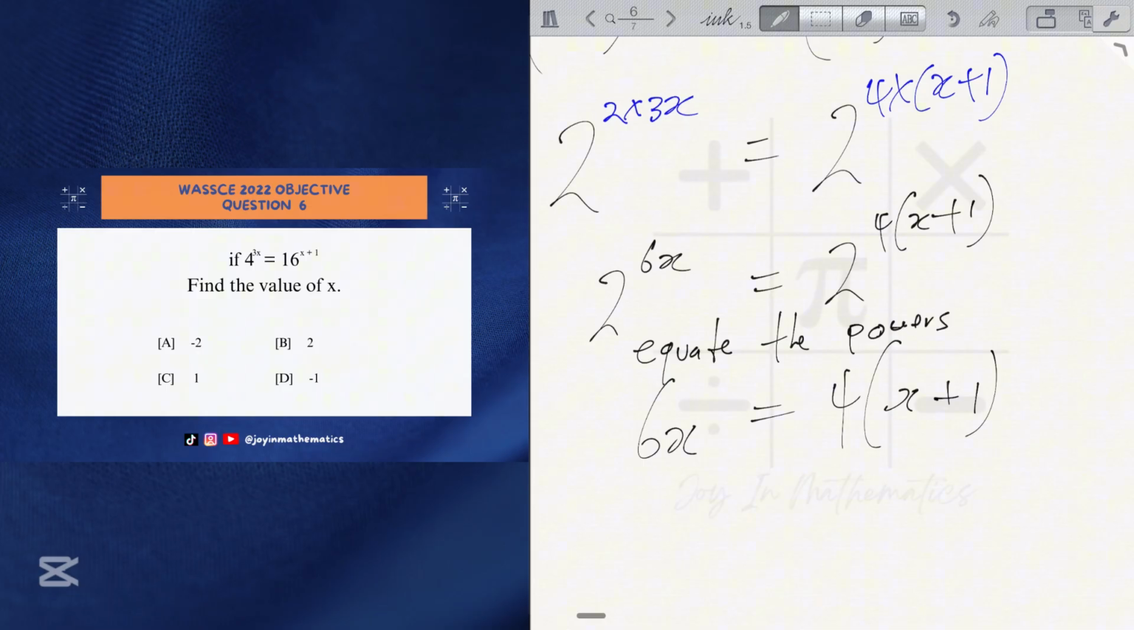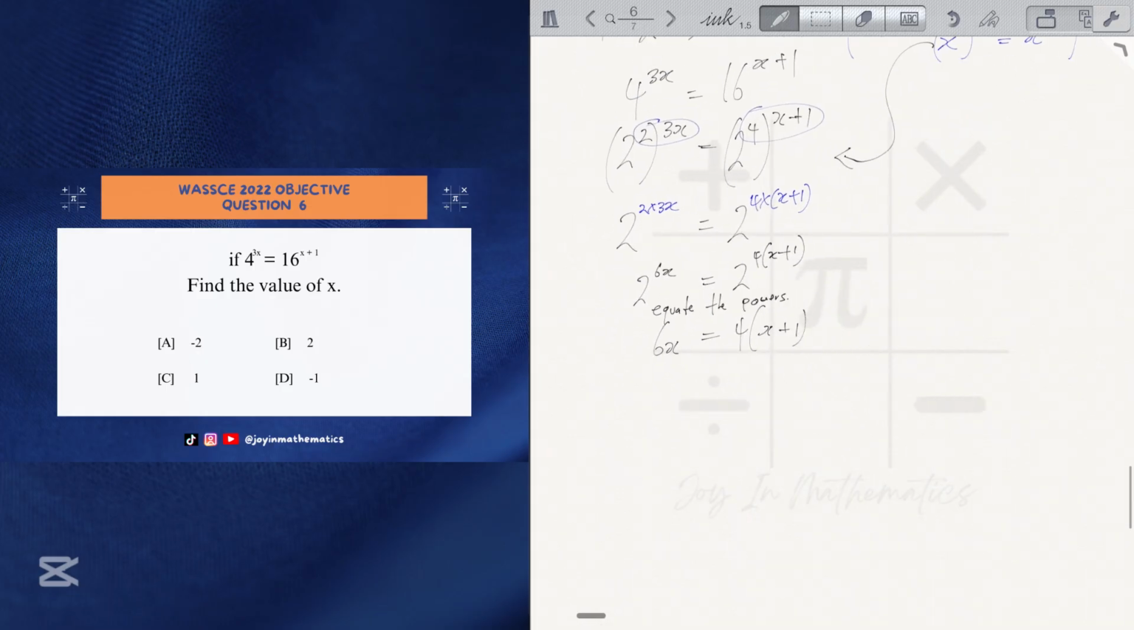So moving on, we expand and find the value of x. So we have 6x equals 4x plus 4. Let's bring x to the left hand side. So we have 6x minus 4x equals 4. This will result in 2x equals 4. x equals 4 over 2, and we'll have that x equals 2, which is equivalent to option B. x equals 2.